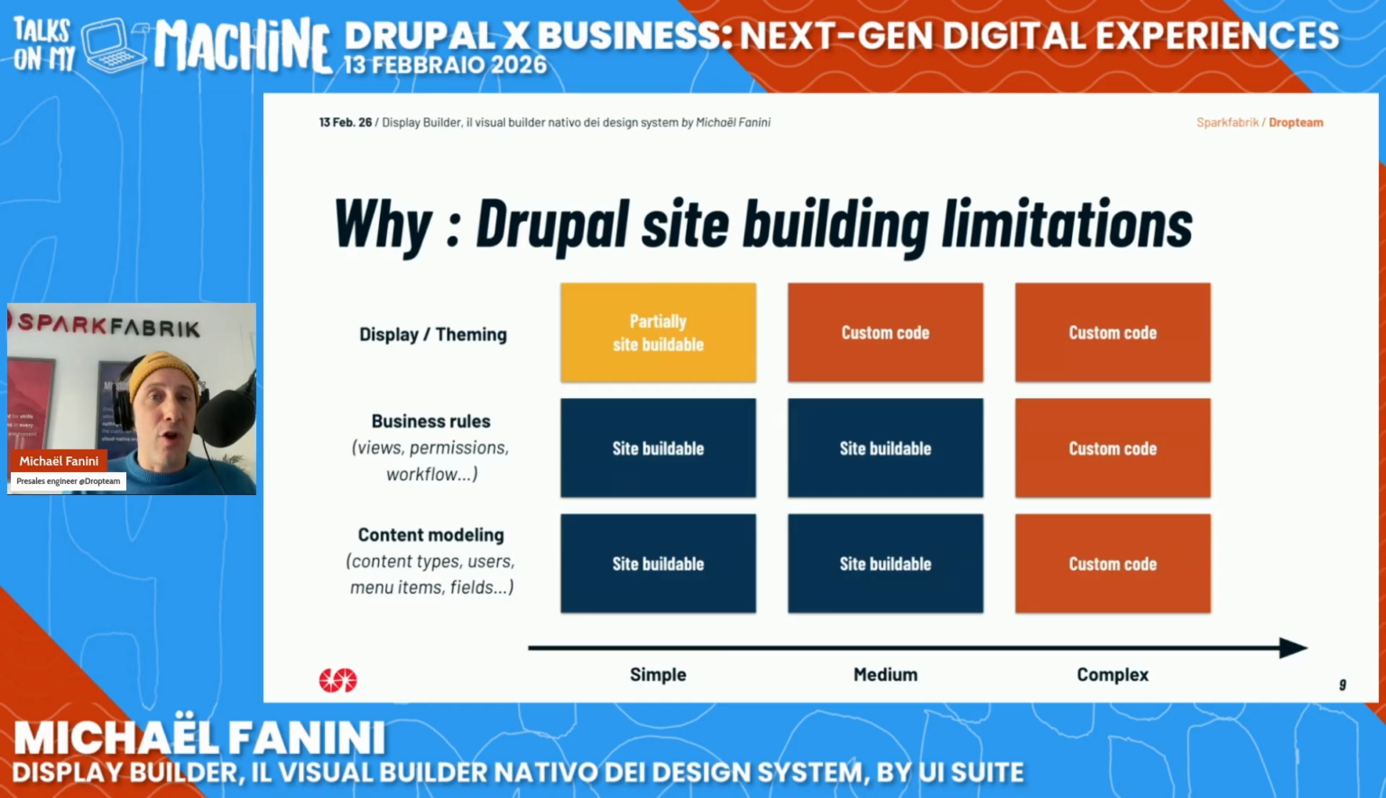You can site build so much stuff. You can do content modeling with very deep technical stuff. You can create content types, you can create fields, you can create users, put fields inside users, manage menu items, etc., etc. You can do so many things by clicking inside the back office.